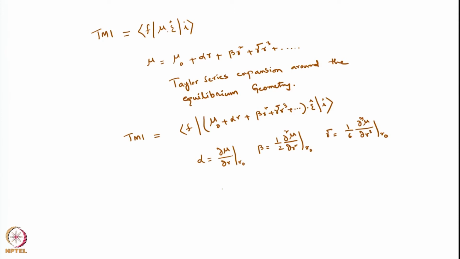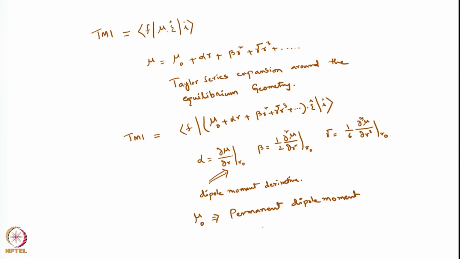So, this is nothing but the dipole moment derivative. We will come to the usage of the dipole moment derivative later in this course. Now, in this case μ naught is called the permanent dipole moment, which is nothing but the dipole moment when the molecule is at equilibrium geometry.